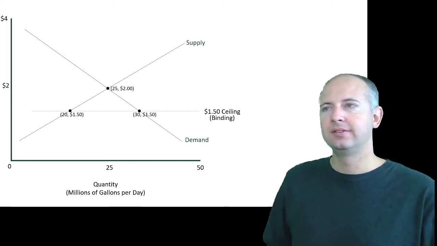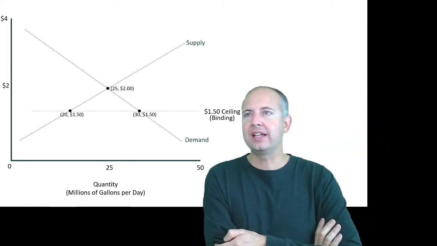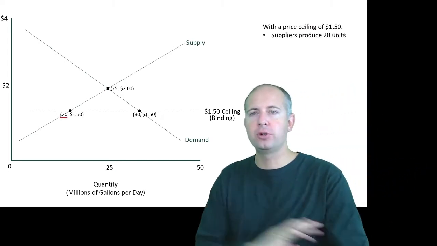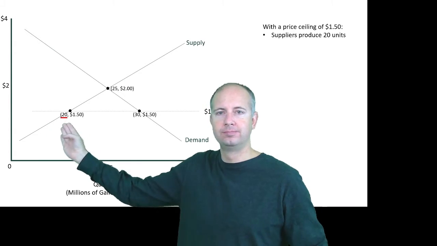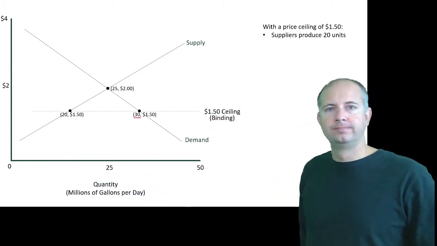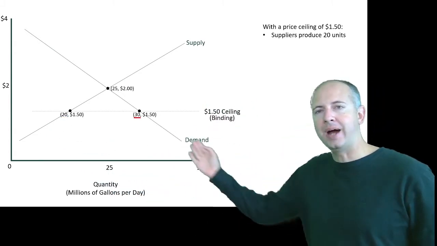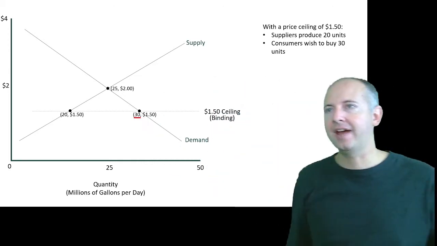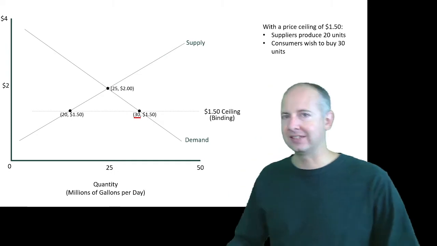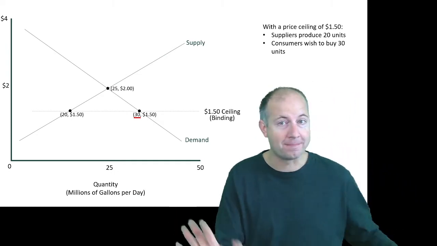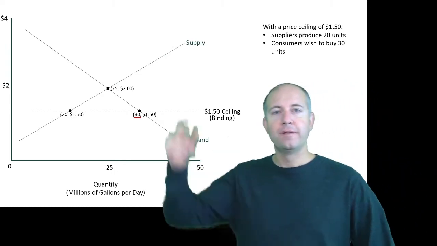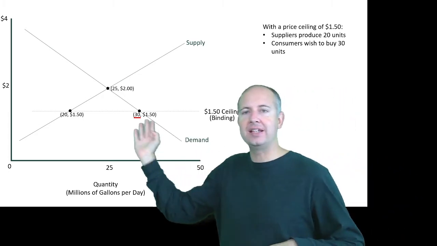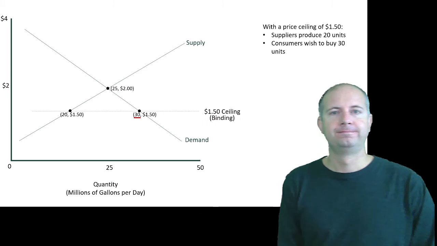And with a price ceiling of $1.50, we have suppliers producing 20 units and buyers demanding 30 units. So what do we have? We have a shortage, right? This is exactly what we thought would happen. When we have a price ceiling forcing the price to be low, we have lots of units demanded, not many units supplied.